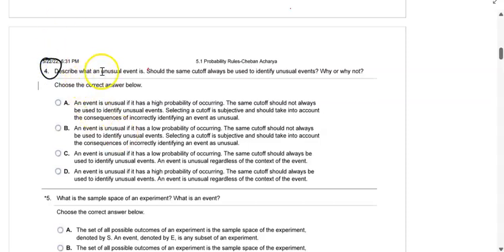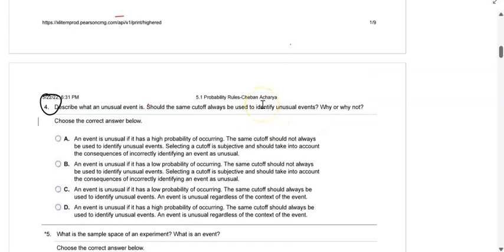Question number 4. Describe what an unusual event is. Should the same cutoff always be used to identify the unusual event? Why or why not? An unusual event is an event that has a low probability of occurring. I mean, if any event has a low chance of occurring, that is called unusual.